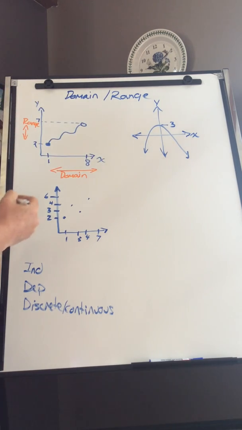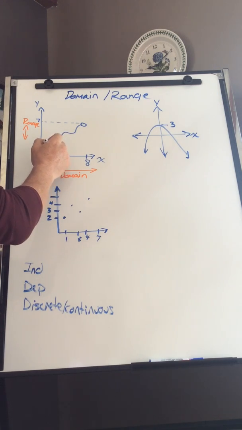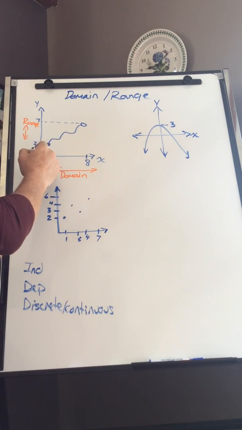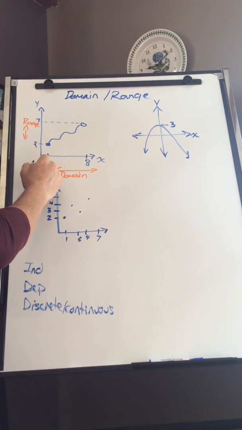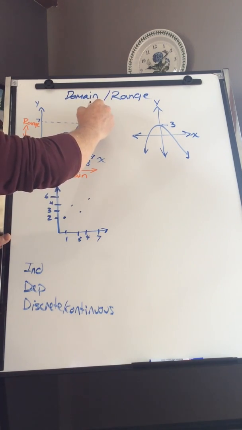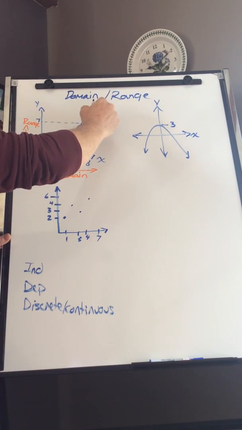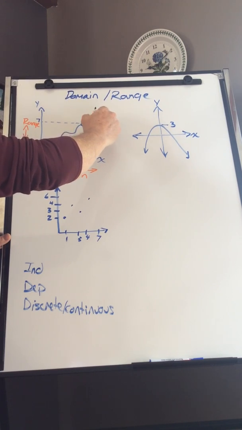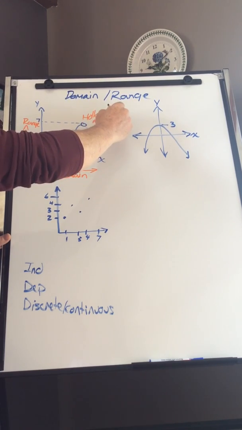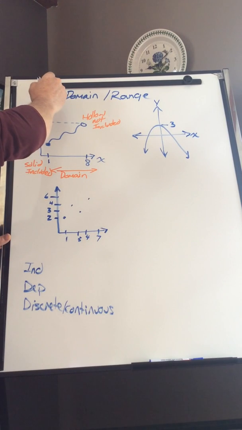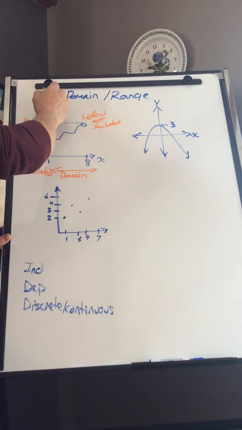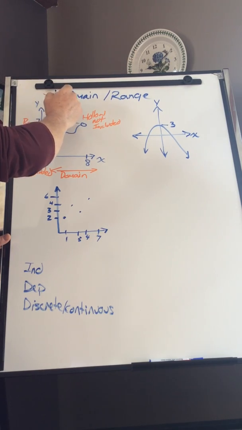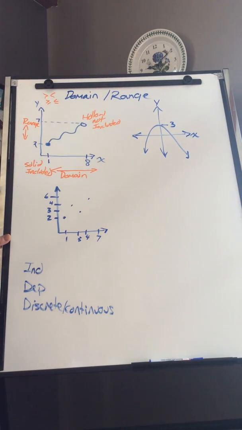If you look at this graph, a solid dot means it's included. Hollow, not included. So that's going to matter as far as my symbols go. Greater than, less than, that's not included. Greater than or equal to, less than or equal to, that is included.